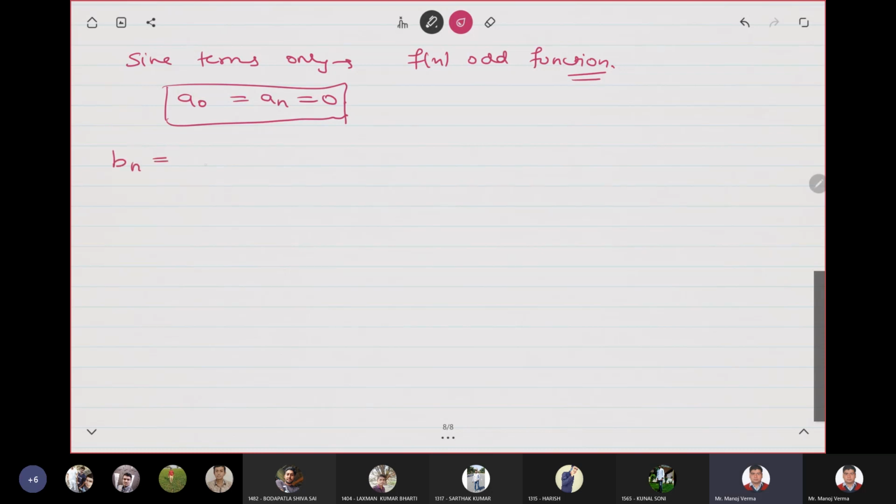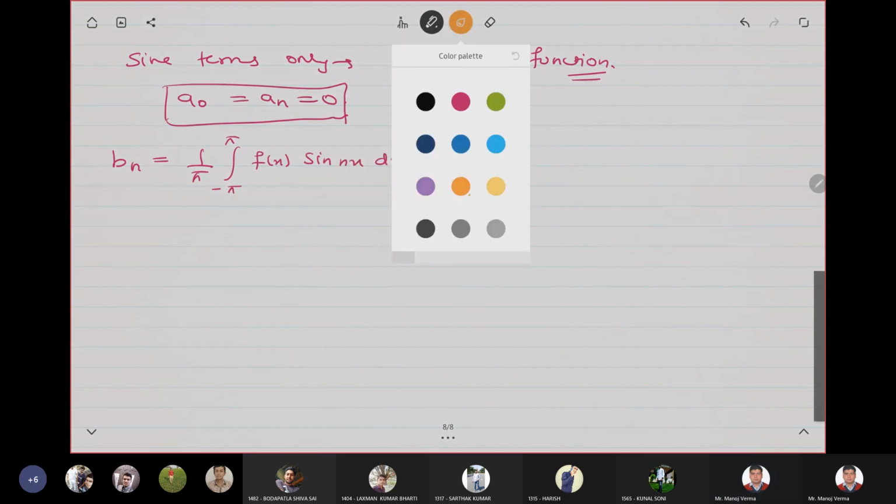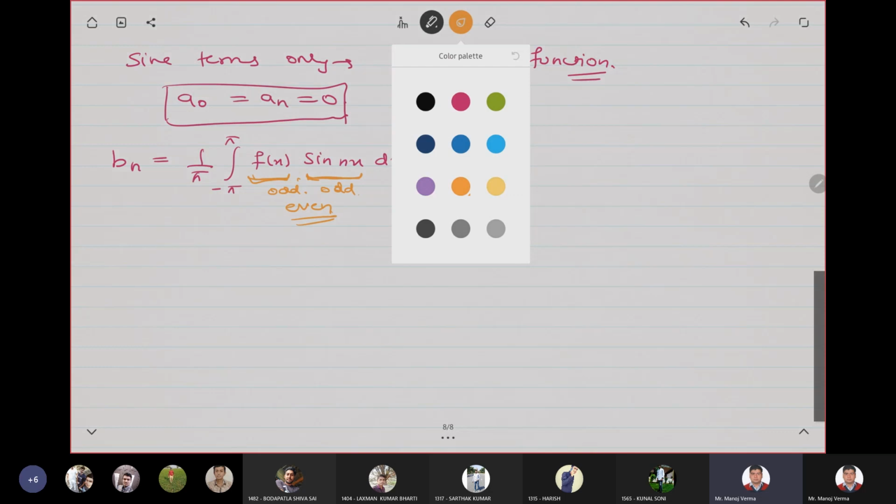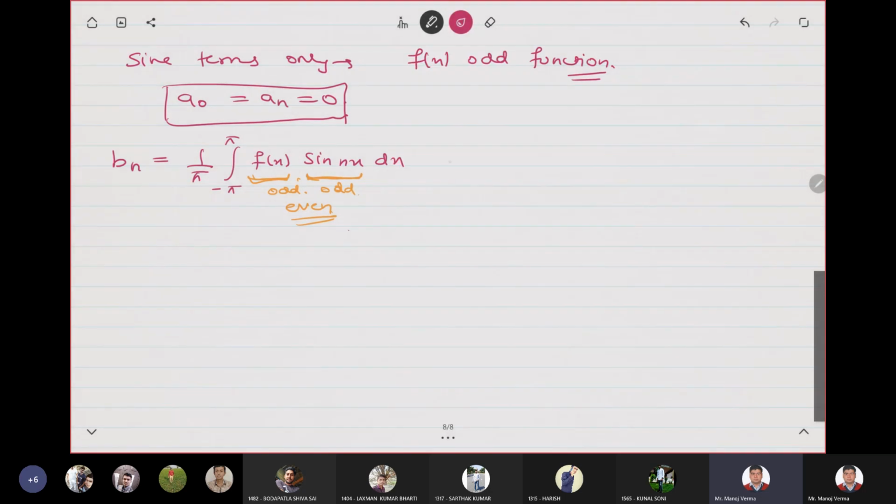bn is 1 over pi, integral from minus pi to pi, f(x) sine nx dx. As you can see, f(x) is an odd function, and sine nx is again an odd function. So the multiplication of this odd and odd function will become an even function. So the overall f(x) sine nx will be an even function. So for an even function, what we can do is take the double of this integral and change the limits from 0 to pi.